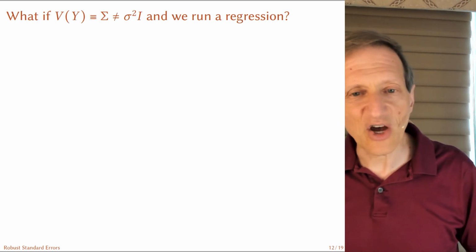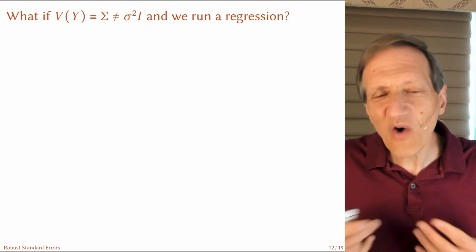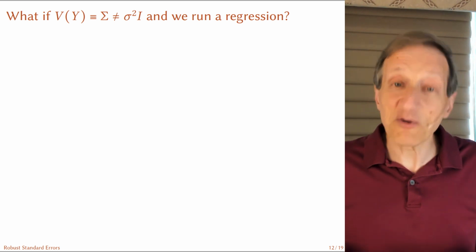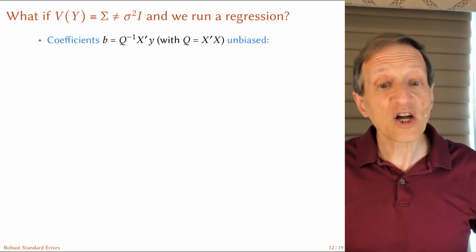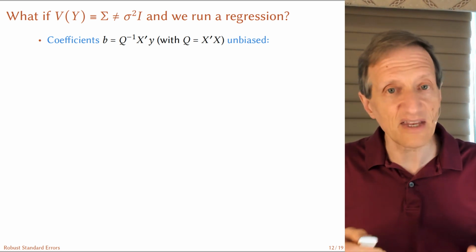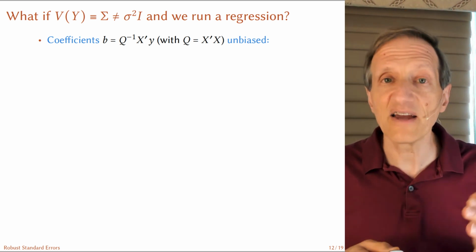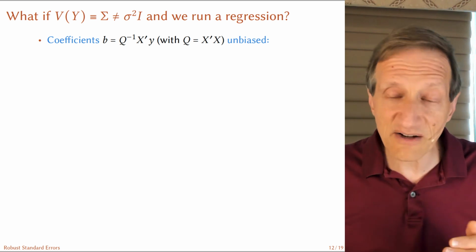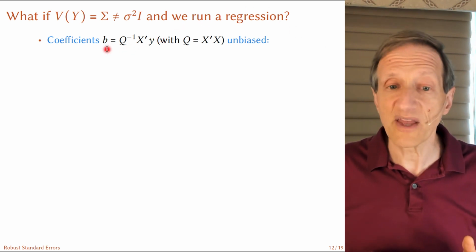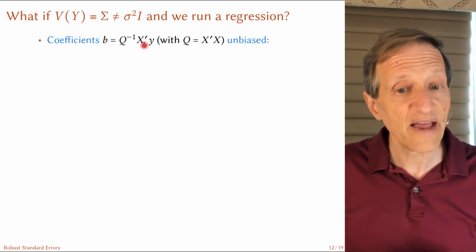Okay, so what if those assumptions are wrong? What if that big variance matrix is not equal to sigma squared I, and we run the regression anyway? Well, the coefficients are unbiased. The coefficients are B in the linear regression framework. We can get the maximum likelihood estimate by deriving the analytic formula, and it is equal to the least squares solution: X prime X inverse, this is Q, X prime Y.